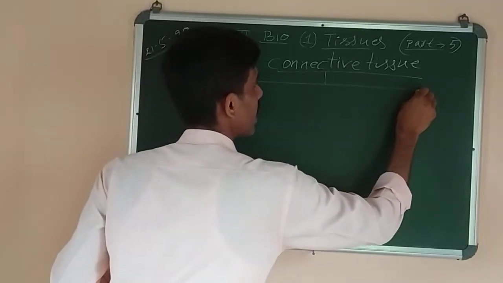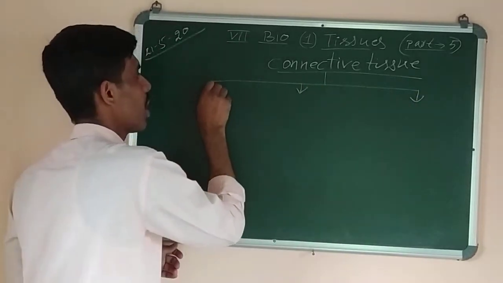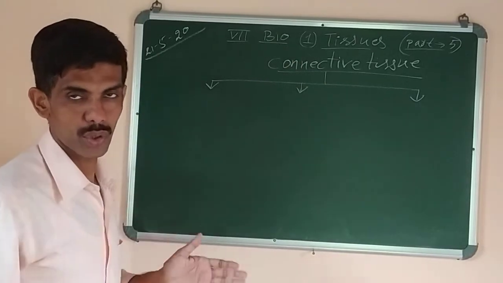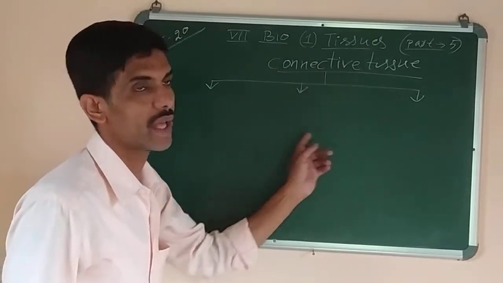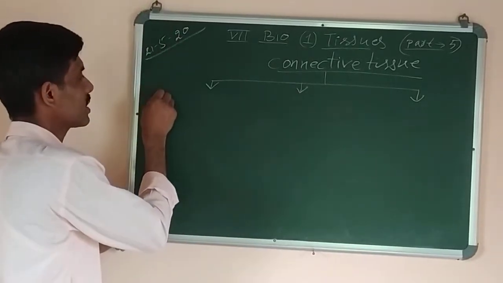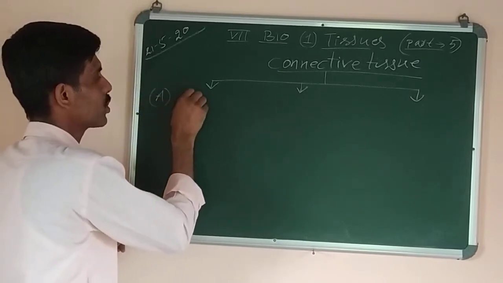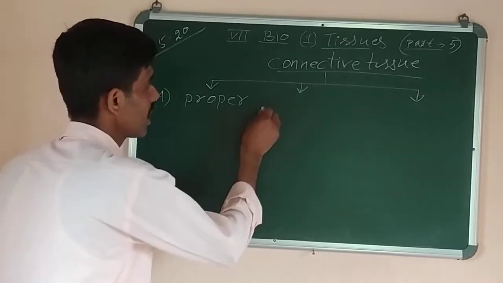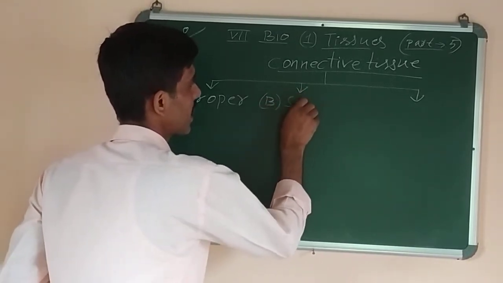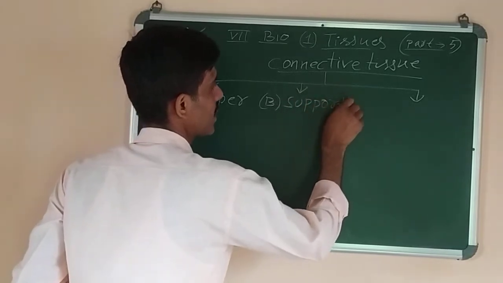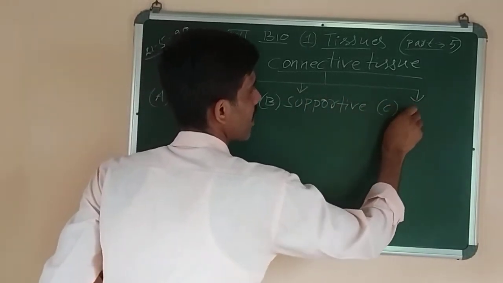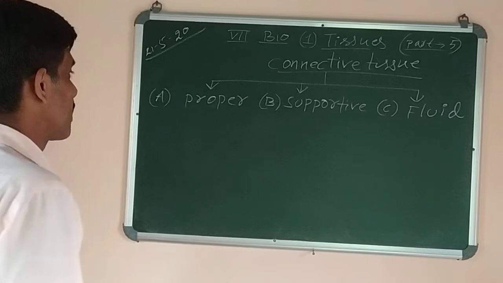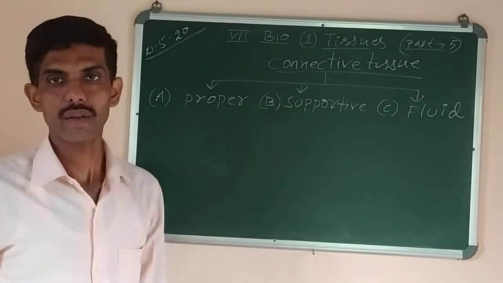Connective tissue is classified into how many types? 3 types. This is the classification chart. Means we are trying to show how many types of connective tissues are there with the help of this chart. Okay, first one is, like I will write it with A, connective tissue proper. Only proper what I am writing, proper connective tissue it is. So you can write it. Number B, it is supportive connective tissue. Supportive. And number C, it is fluid connective tissue. So what are they? They are the 3 types of connective tissue: proper, supportive and fluid.